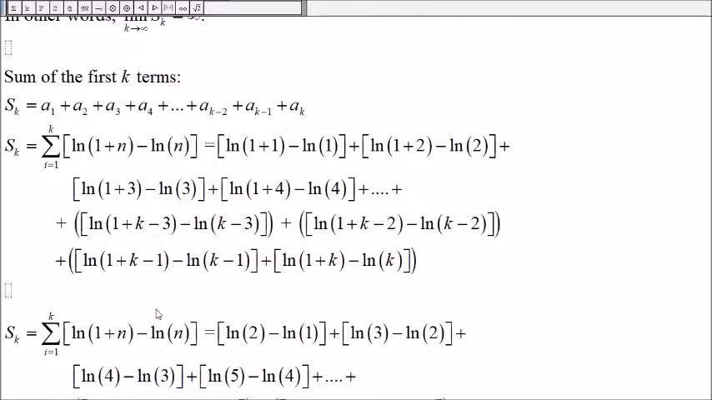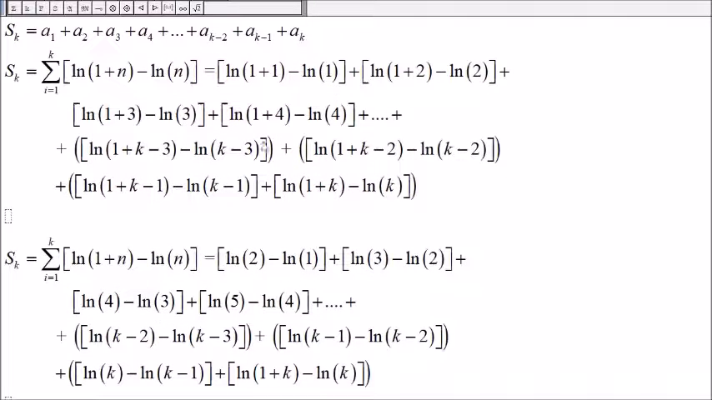Now let's simplify a little bit. 1 plus 1 is just 2. 1 plus 2 is 3. Then this will become 4, and this will become 5. And then 1 plus k minus 2 would be k minus 1, and 1 plus k minus 1 would be just k. The rest we can just leave alone.